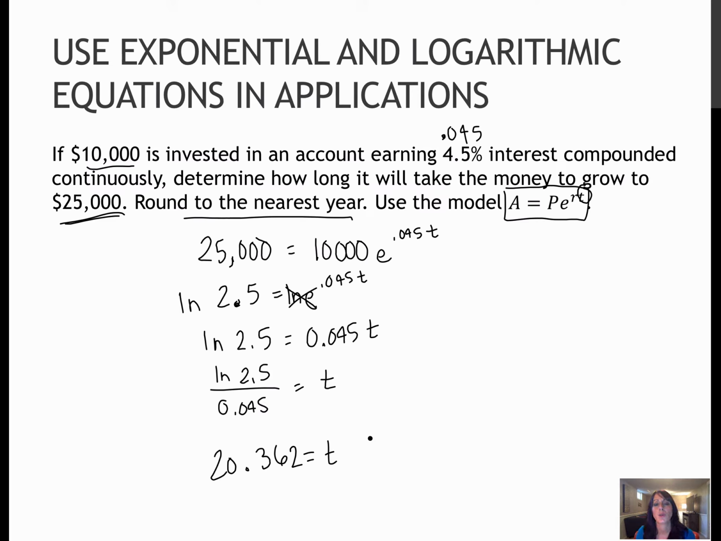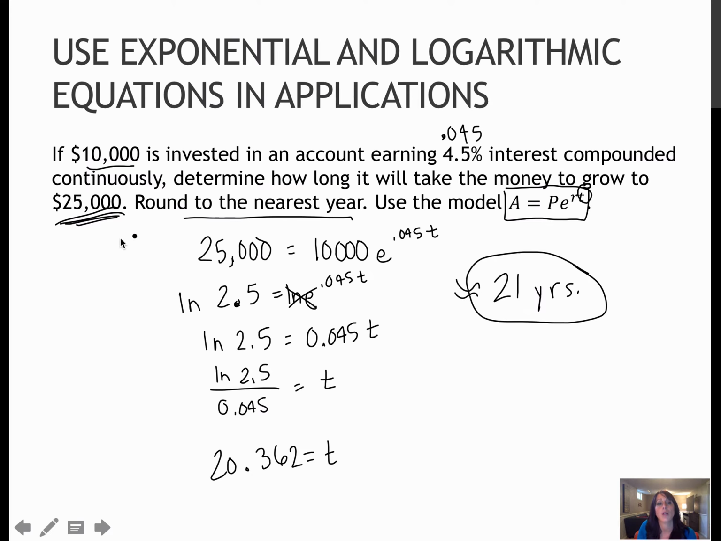In terms of when we round to the nearest year, some would say that's about 20 years, and some would say it's 21 years. And they would say it's 21 years because it happens in the middle of the 20th year, which means you really don't have that money until sometime in the 21st year. So that's why we would round it to 21, even though mathematically, typically we would round that to 20. So we're going to say in about 21 years, we'll have 25,000 in the account if we're earning 4.5% interest.